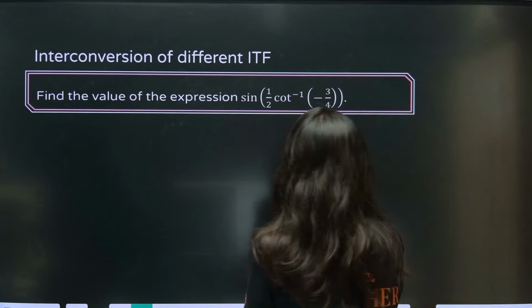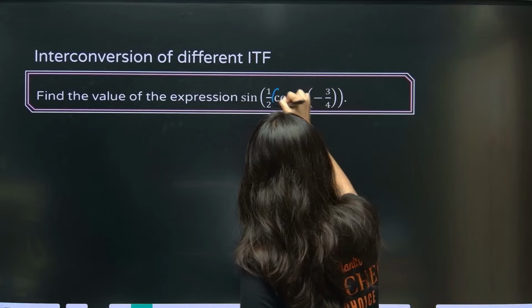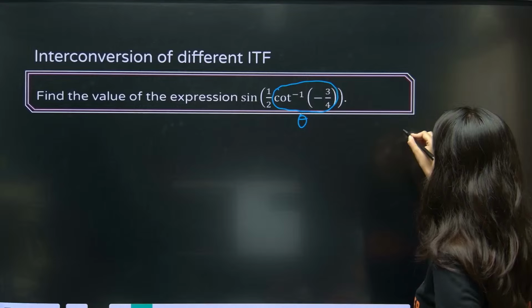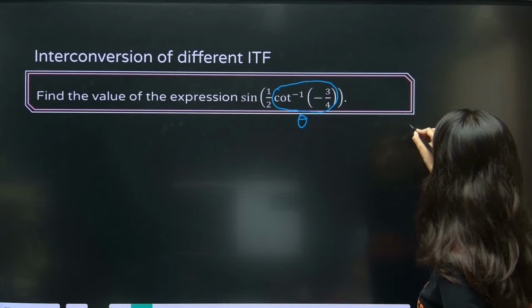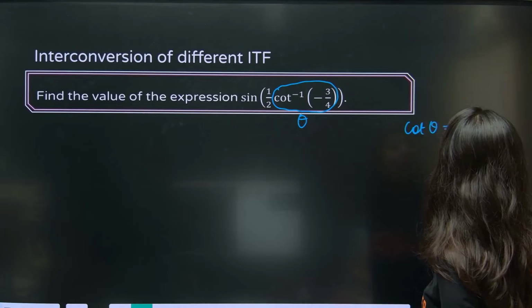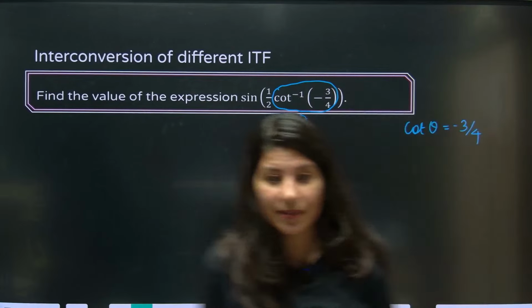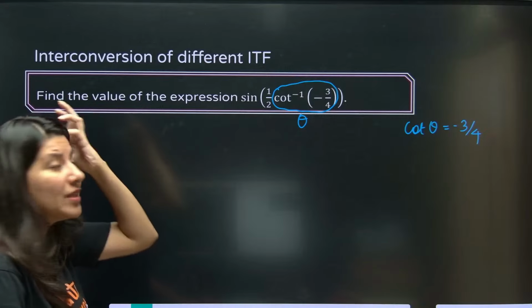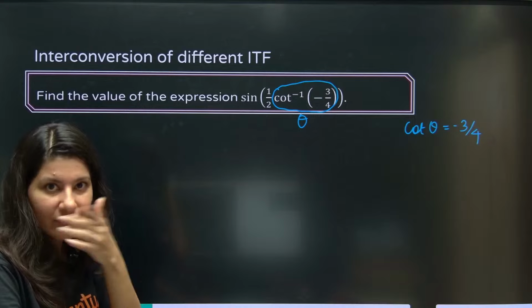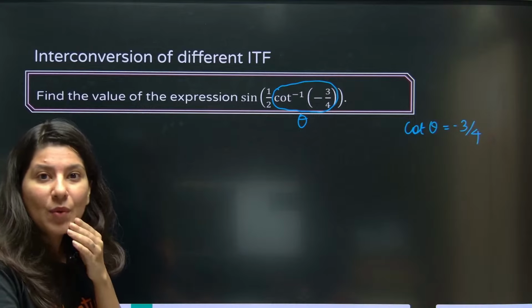So now over here you are going to take this as theta. So cot theta is minus 3 by 4. And you know what? This is inverse. So now cot inverse of minus 3 by 4, the output will be 0 to pi, first and second quadrant. So your answer will be what?